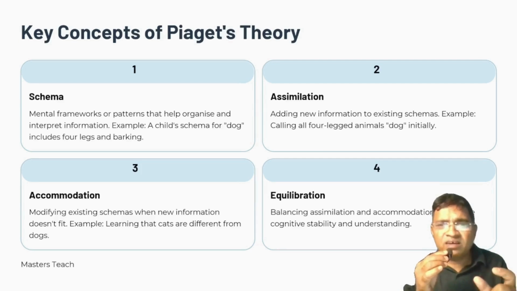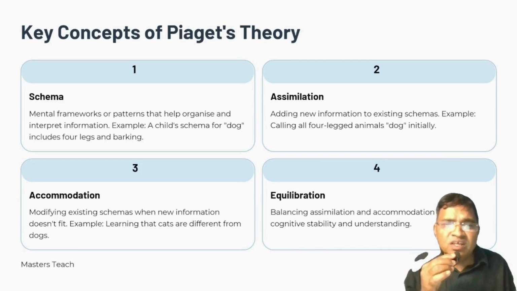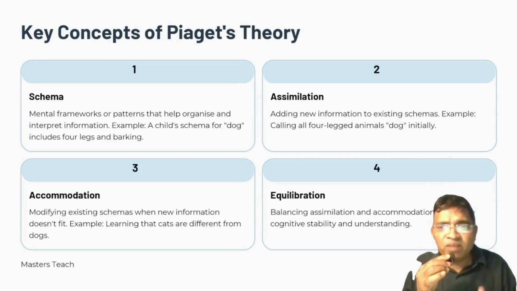Then assimilation: adding new information to the existing schema. Example, calling all four-legged animals dog. Initially, if there are four legs on any animal, the child says dog. That is assimilation. Then accommodation means modifying existing schemas when new information doesn't fit. For example, learning that cats are different from dogs. That is called accommodation. What is equilibrium? Balancing assimilation and accommodation to achieve cognitive stability and understanding.